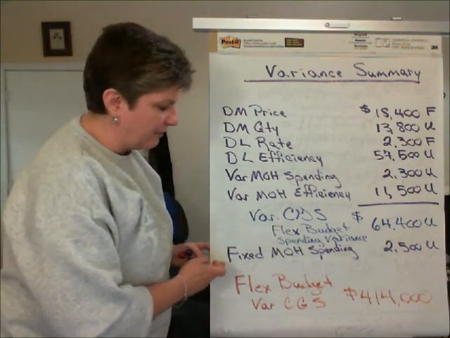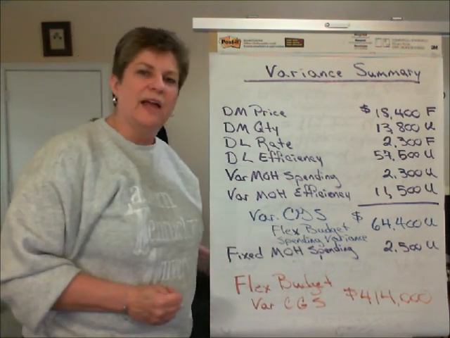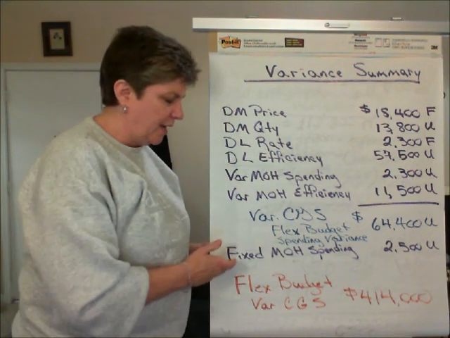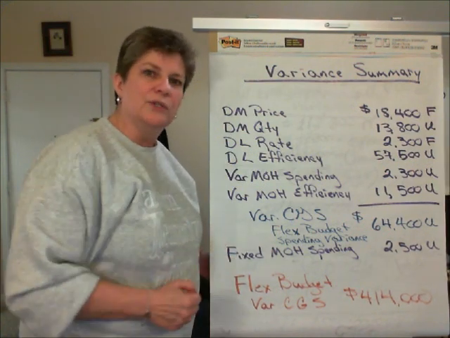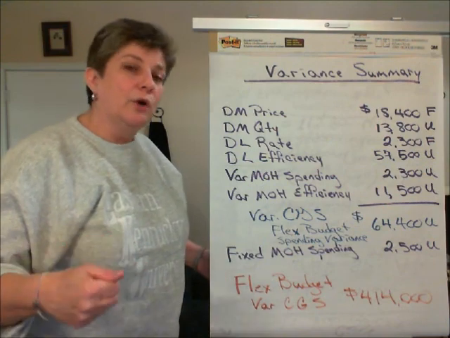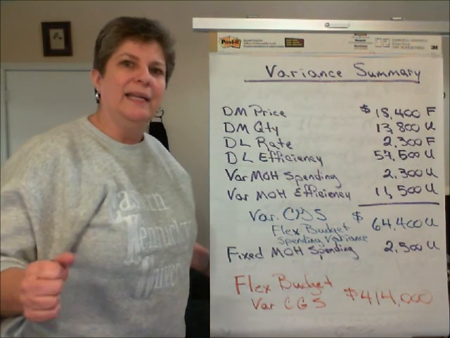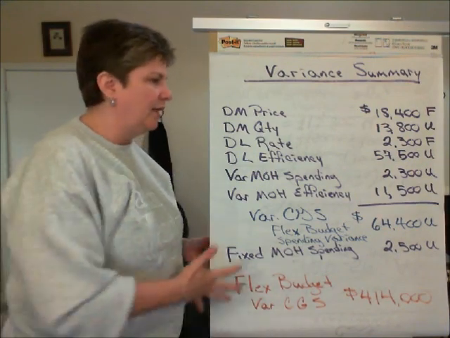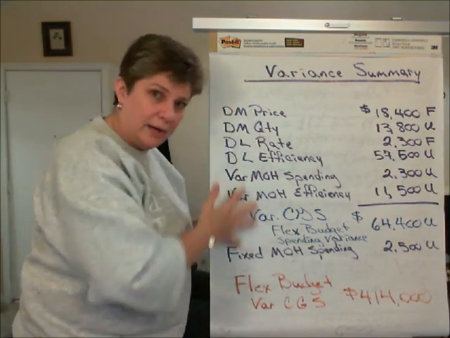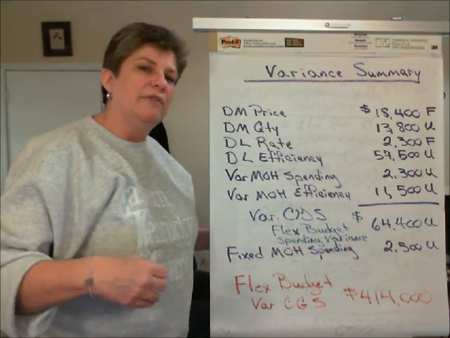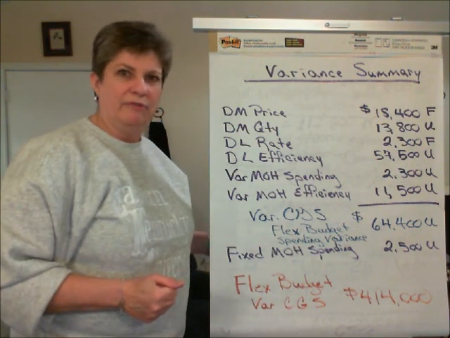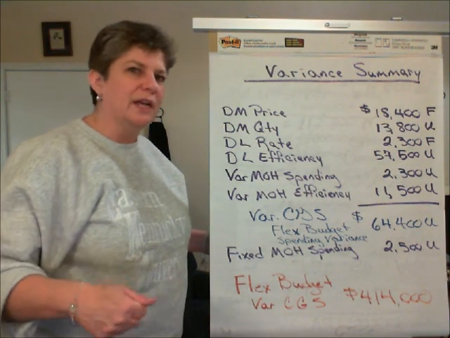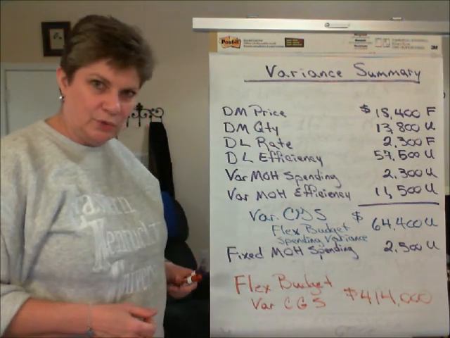You'll also notice I've got listed here the fixed manufacturing overhead spending variance, because this entered into the variance for net operating income as part of the total cost variance. Not only is this part of the product cost variance, but we've also got the selling and administrative expense variances that affected net operating income as well.